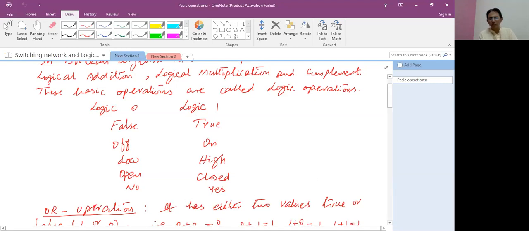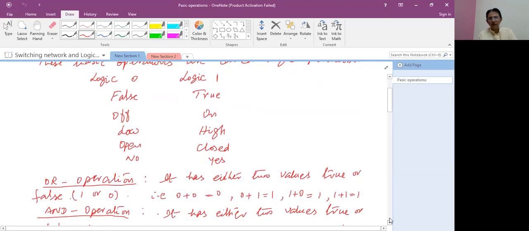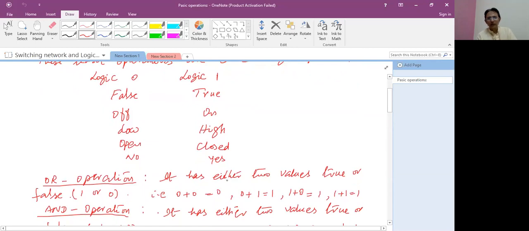Now what is our operation, student? Our operation here has either two values, true or false, represented by 1 or 0 in Boolean algebra. That is, if we add both of them, 0 plus 0 is 0, 0 plus 1 is equal to 1, 1 plus 0 is 1, and 1 plus 1 is 1.